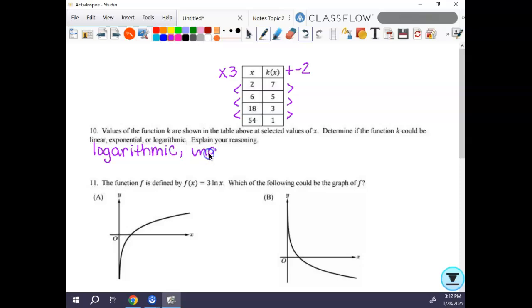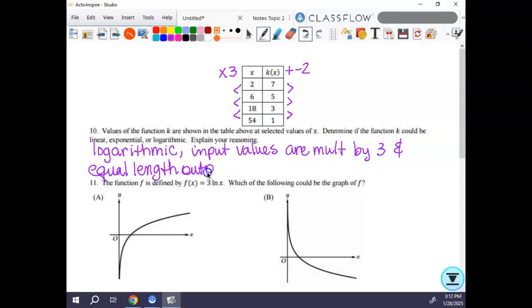Input values are multiplied by 3, and we have equal length output value intervals. Okay, equal length output value intervals. Remember, we want to talk about inputs and outputs, not x's and y's so much.